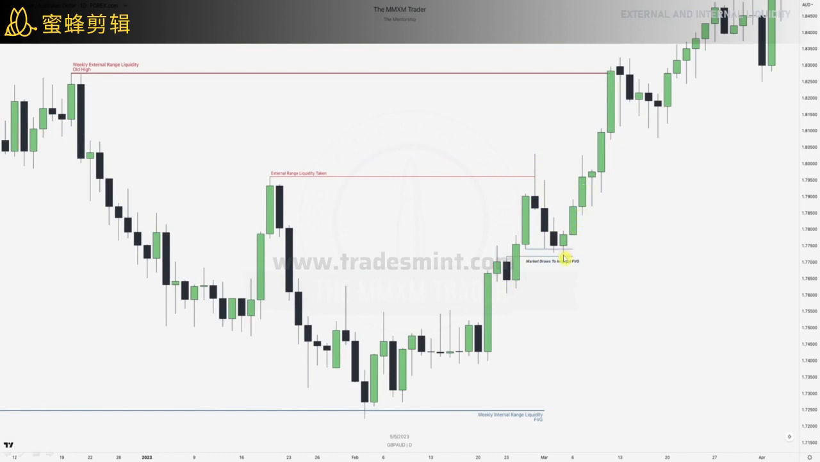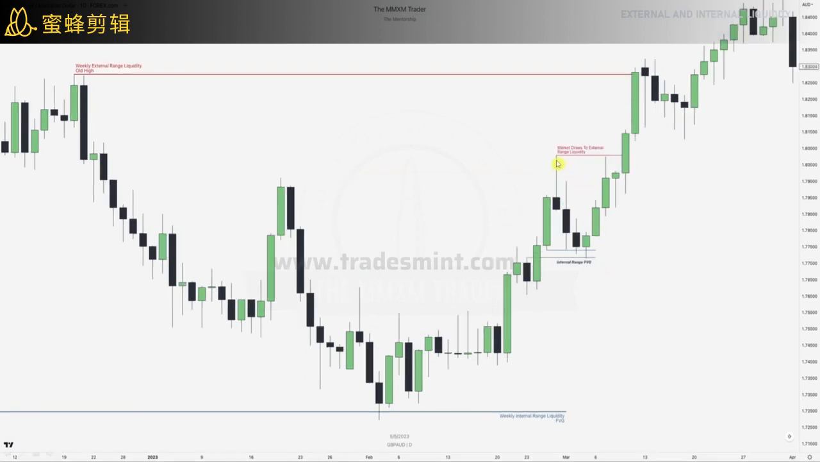Continues up again. Where are we going to go after we take this internal range? Again, it's on repeat, right? External to internal to external to internal, and it keeps going and going. Again, external range liquidity over here after we take that internal range. So we've gone from this internal on a higher time frame, right? That weekly internal range liquidity as the fair value gap, and now we're on a daily chart and we can see day after day we're looking for external to internal to external to internal.